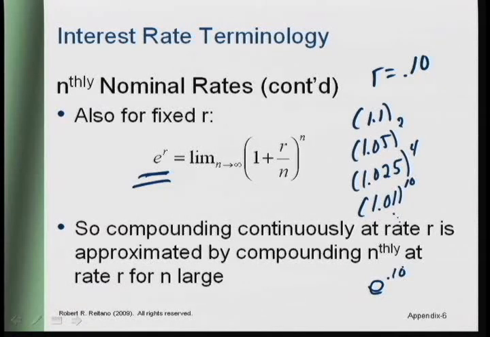So the conclusion is that continuous compounding can be thought of as approximately what happens when you use nominal compounding over a daily period, or certainly if you did nominal compounding over an hourly period, your calculations would be virtually identical to if you just assumed continuous interest rates.